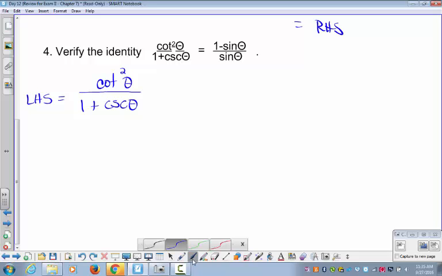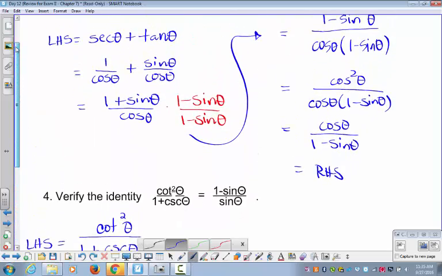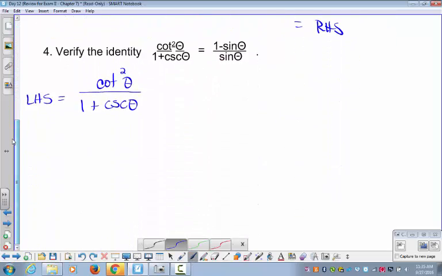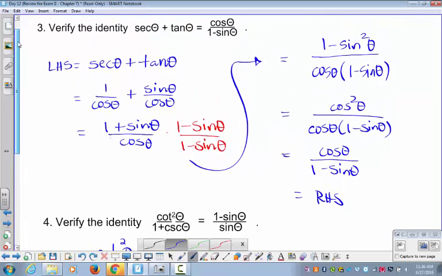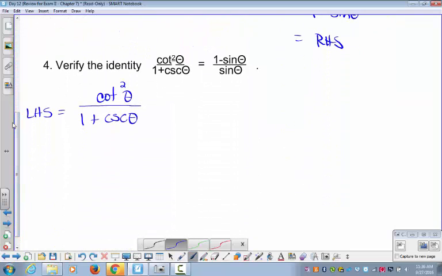Yeah, that's an idea. Cosine over that. Cosine over 1 minus sine. So, cosine over 1 minus sine.